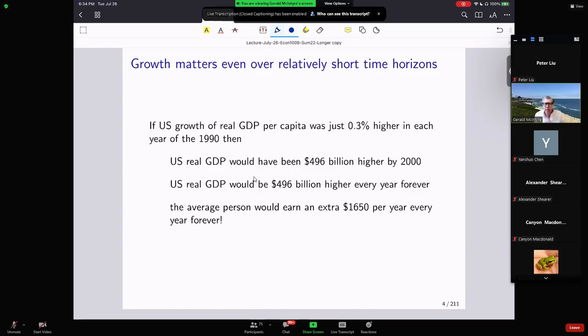To see what's happening, recall from the previous slide, economic growth is exponential. And so what we're saying is something like this. Here's time. Here's real GDP per person. And this is what the growth rate would have been. Here's the 1990s. Here's 1990. And here's 2000. And it wouldn't be chugging along like this. But if it was 0.3% higher just in this period, it would be something a little bit higher here by the end of that decade in 2000, and then it would go back on trend.